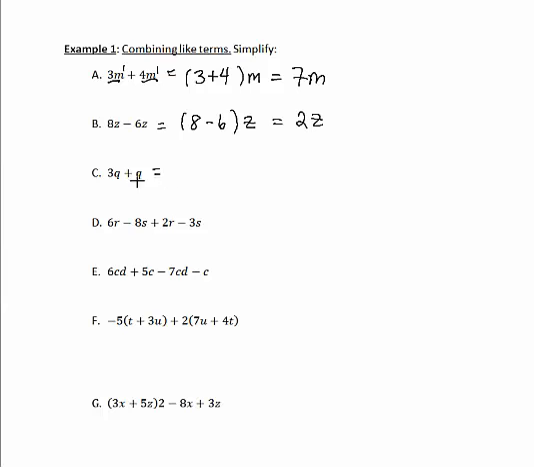Next example, we can interpret this as a 3q plus a 1q. When a variable or a set of variables that are multiplied together do not have a coefficient listed, we interpret that as a coefficient of 1. So both of these terms have a q, and both q's have exponents of 1. And so we say 3 plus 1. We attach a q to that. In the end, we get 4q.